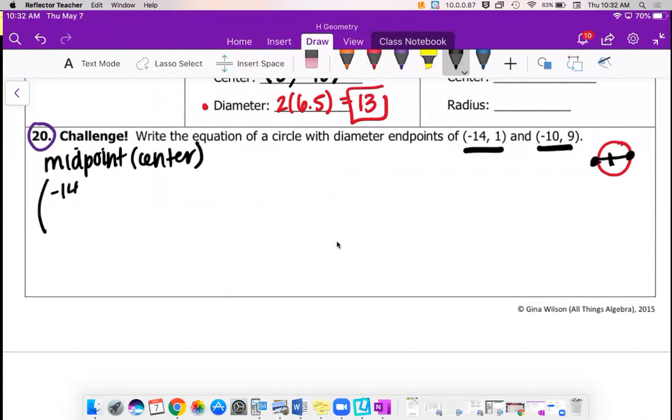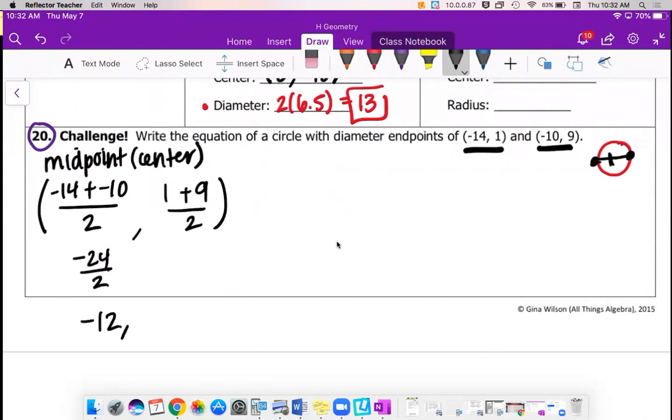So I would do -14 plus -10, and then I cut them in half. And then the y values, I would do 1 plus the y value, which is 9, and then cut that in half. So if I do -14 minus 10, that becomes -24 divided by 2, which is -12. And then if I do 9 plus 1, that becomes 10 divided by 2, which is 5. So then the center of my circle is -12, 5. So this is step number 1.